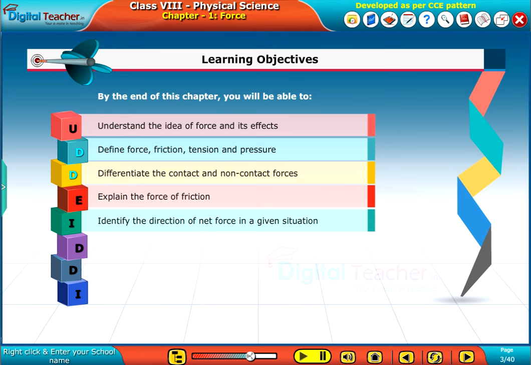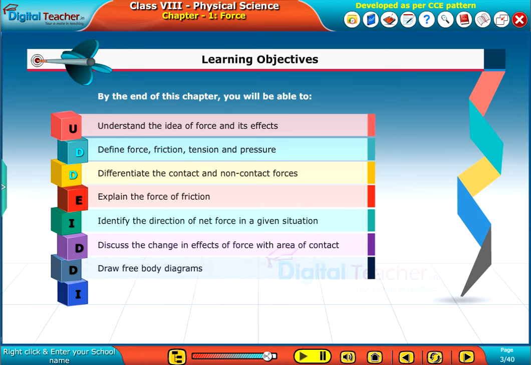Identify the direction of net force in a given situation. Discuss the change in effects of force with area of contact. Draw free body diagrams. Identify the effects of force.